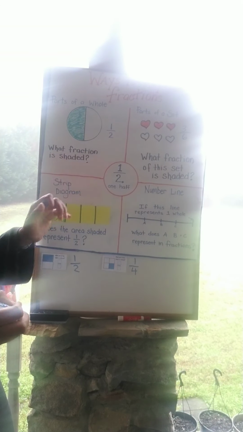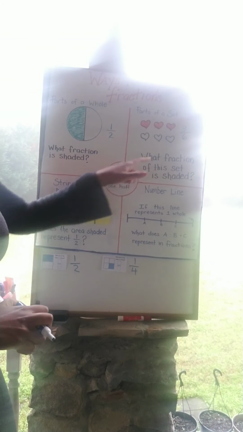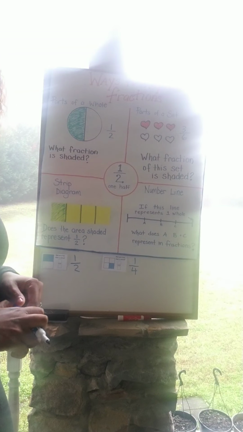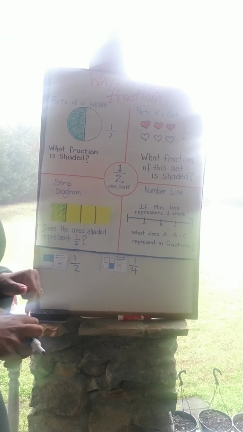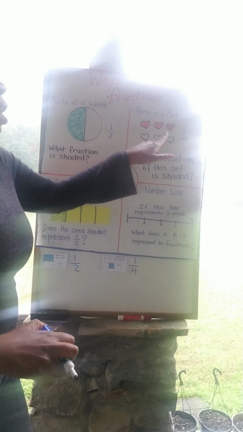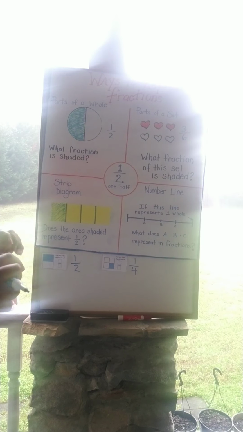3/6 are shaded. 3/6 is another way of saying 1/2. Why? Because 3 is half of 6. Just like 1 is half of 2, 3 is half of 6. So both of those fractions are really the same, okay? Just written differently. And you'll learn more about that later.